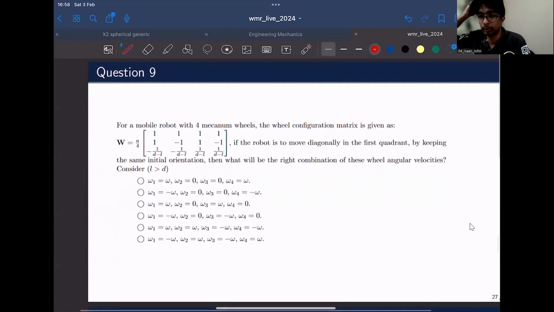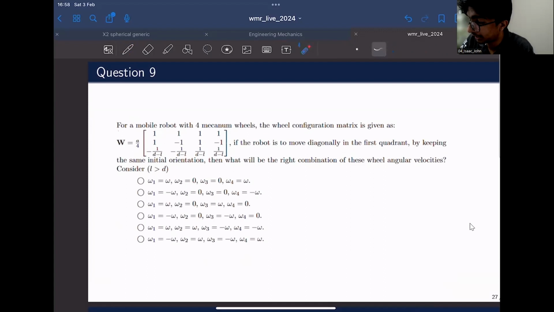And this is also a similar problem. But I'll anyway solve this problem because this could be a good question. So here it says, for a mobile robot with 4 mecanum wheels, the wheel configuration matrix, just like in the previous case, is given as so and so. W is so and so. So if the mobile robot is to move diagonally in the first quadrant, keeping the initial orientation, then what will be the right combination of the wheel angular velocities?